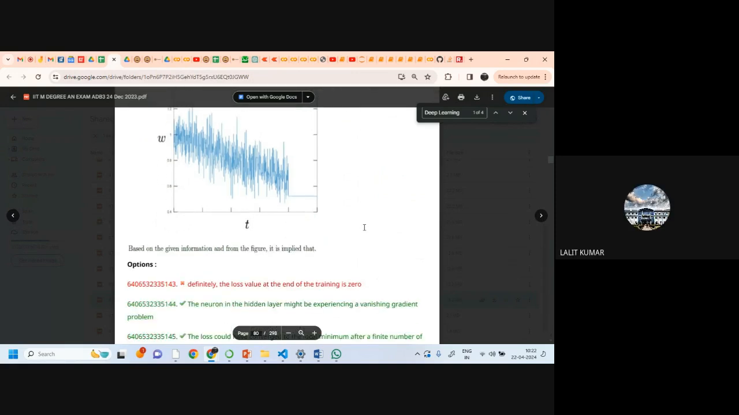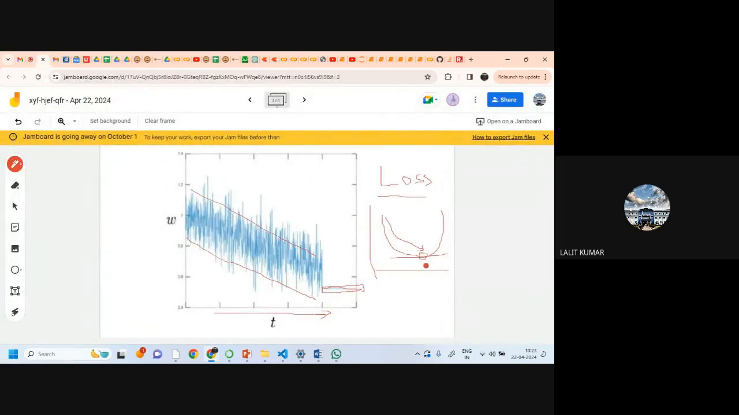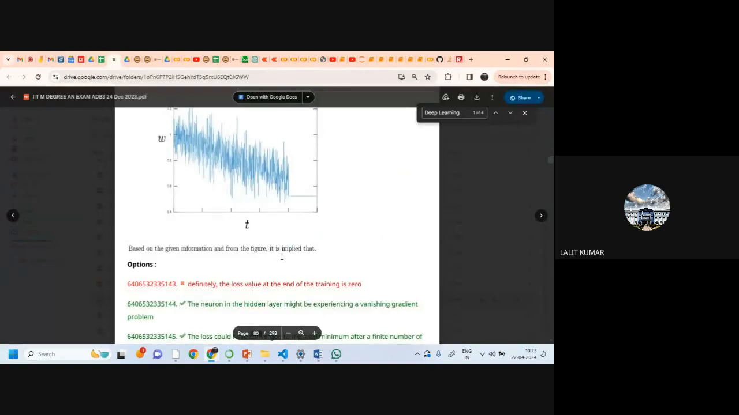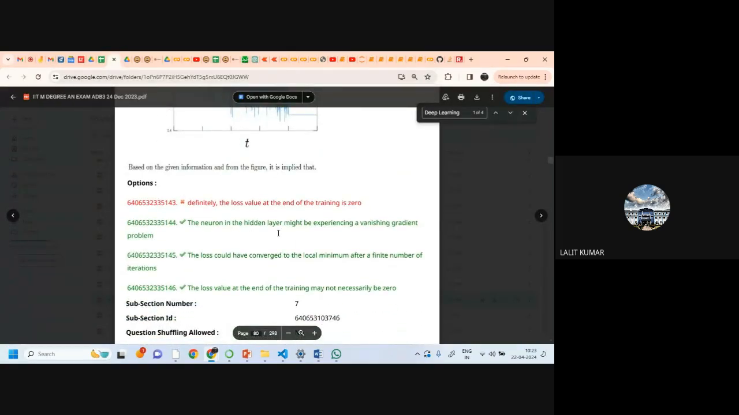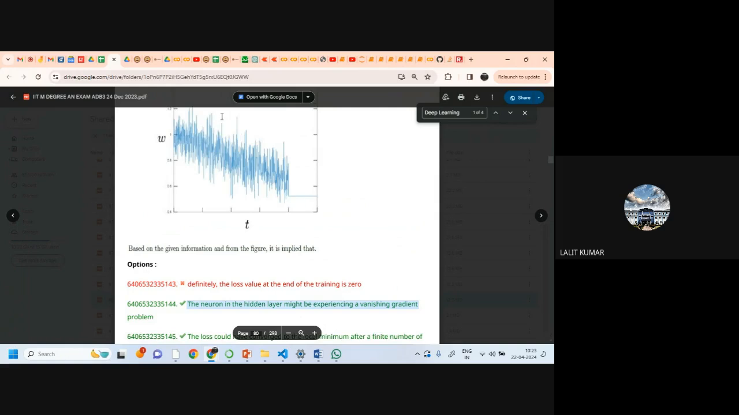Makes sense. The first statement says definitely the loss value at the end of the training is 0. We don't know that. We have just reached the optimum, but we don't know whether it is 0 or 2. It can be anything. The second statement says the neuron in the hidden layer might be experiencing a vanishing gradient problem. This also we understood: if the gradient vanishes, then W will not update.